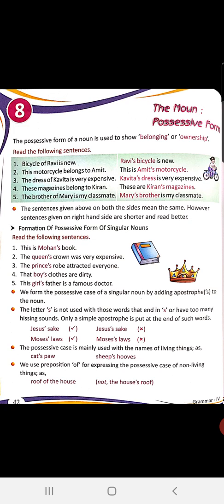The possessive case is mainly used with the names of living things, such as cat's paw, sheep's hooves. We use preposition of for expressing the possessive case of non-living things. Roof of the house. You will not say house roof. Roof of the house. It is a non-living thing. Alright?